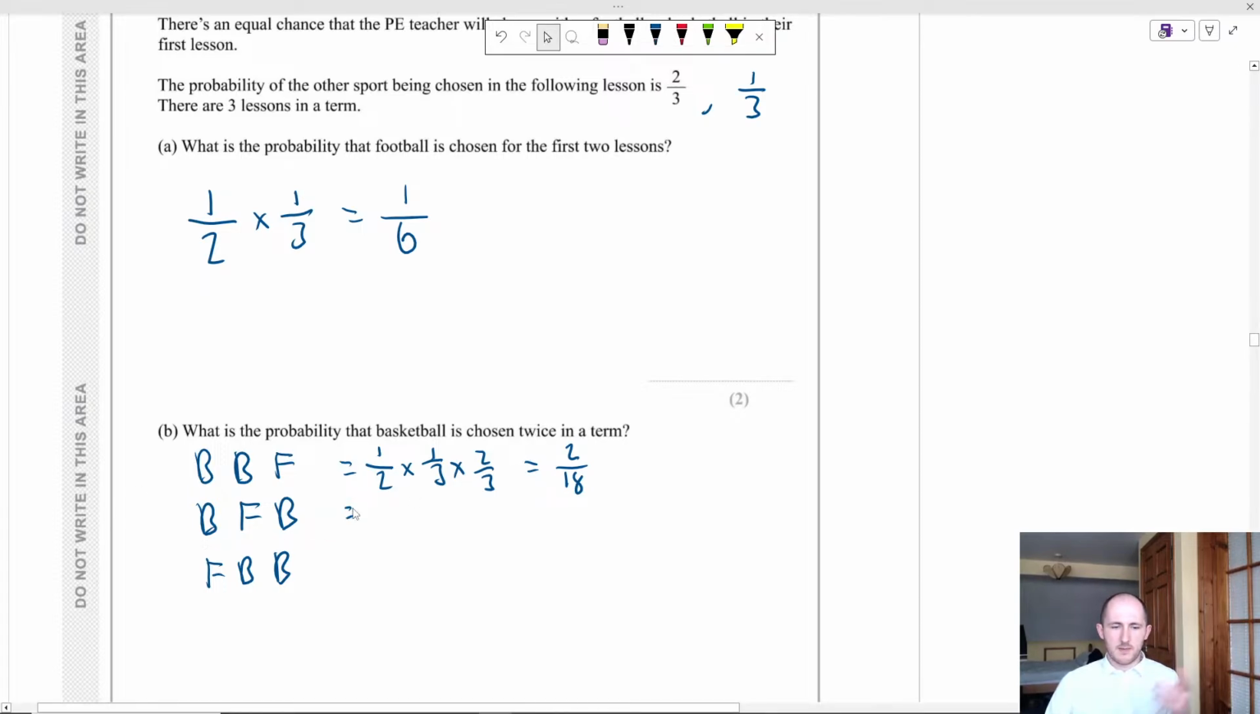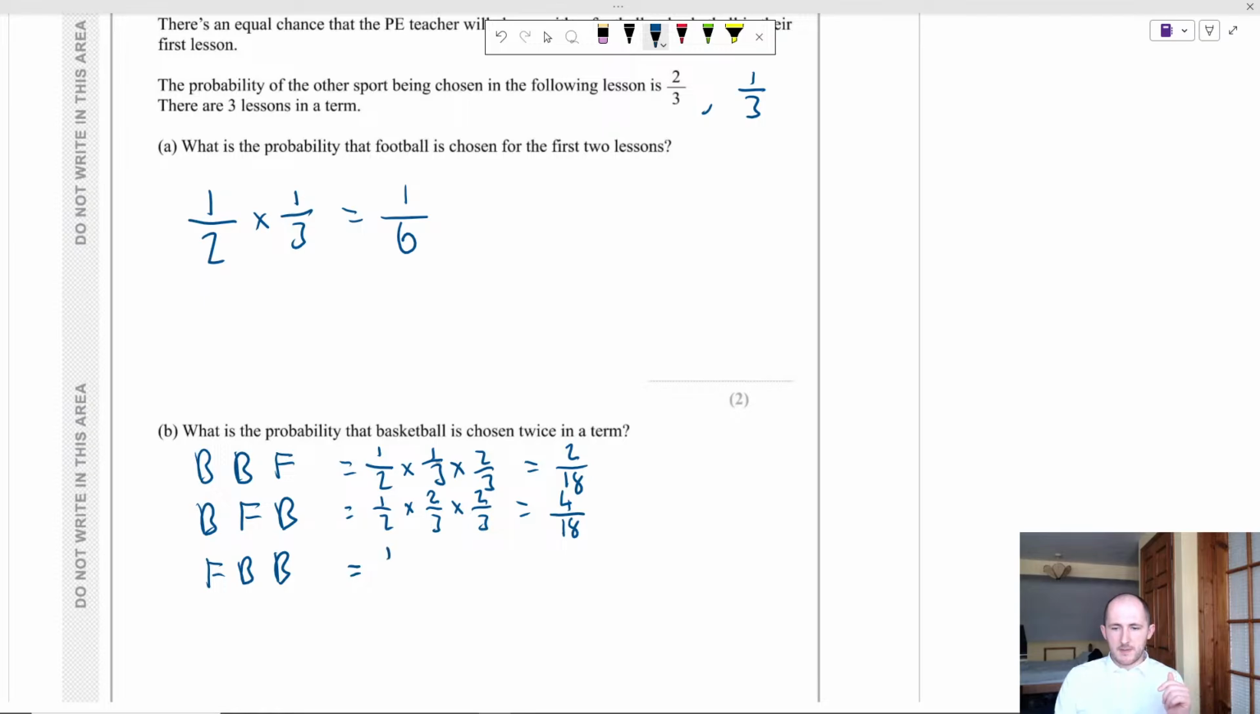Again, the probability of getting basketball is going to be 1/2. Then the probability of getting the other sport, football, is 2/3 because that's what it tells me in the question. And the probability of getting the other sport again is 2/3. So basically, every time the sport changes, it's 2/3. Every time it stays the same, it's 1/3. Okay? So 1 times 2 times 2 is 4. 2 times 3 times 3 is 18 once again.